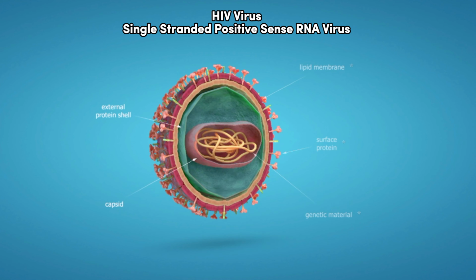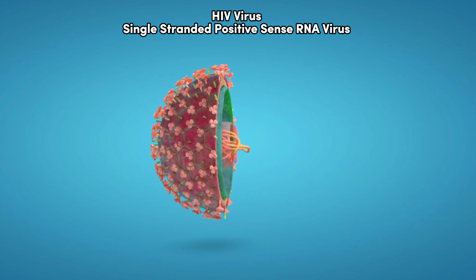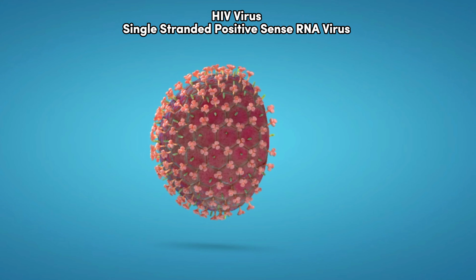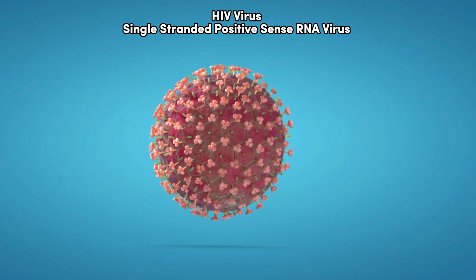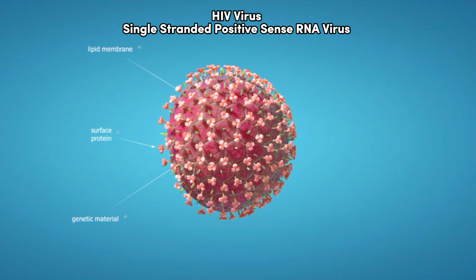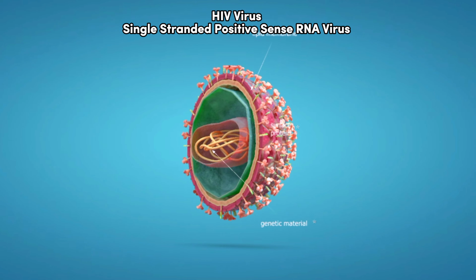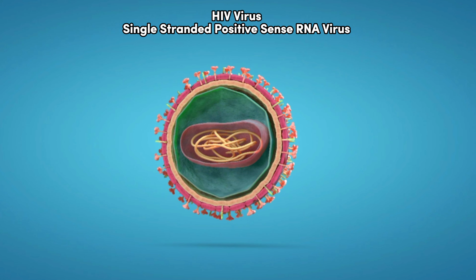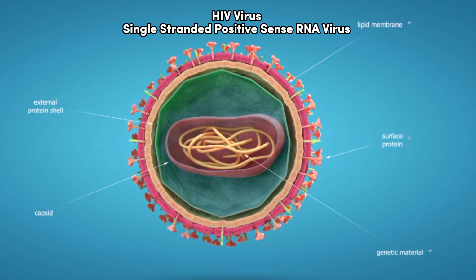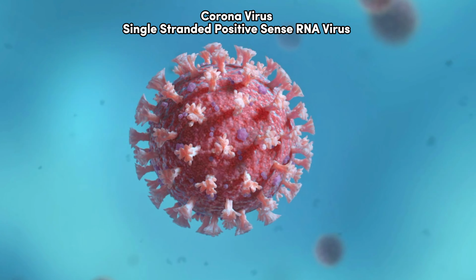RNA viruses can have both single-stranded and double-stranded RNA molecules as their genetic material. Single-stranded RNA molecules can be either positive sense, which can be directly translated into proteins by the host cell, or negative sense, which needs to be converted into a positive sense RNA molecule before translation. RNA viruses can further be classified into three categories. They are positive sense RNA viruses, negative sense RNA viruses, and retroviruses.